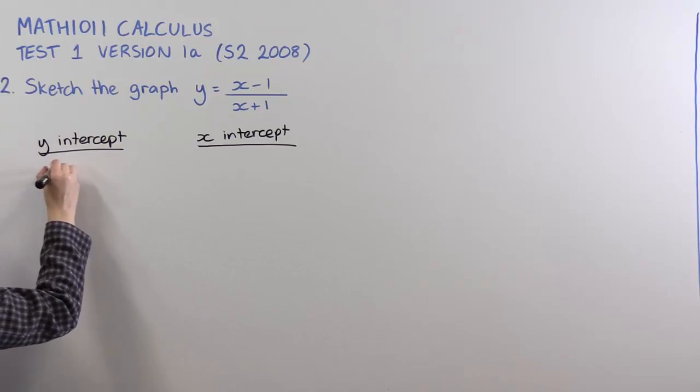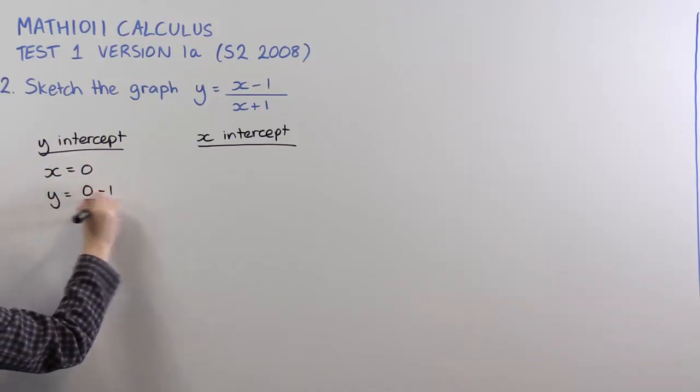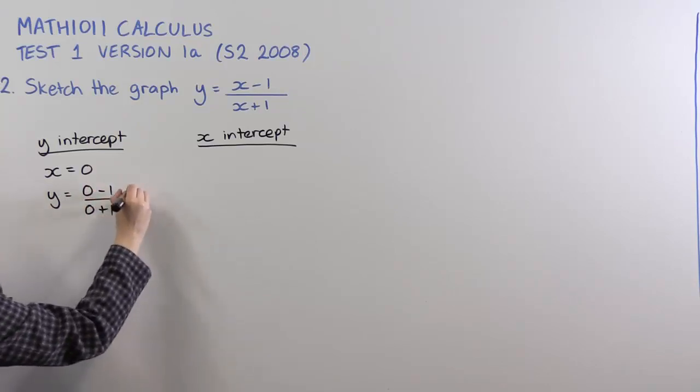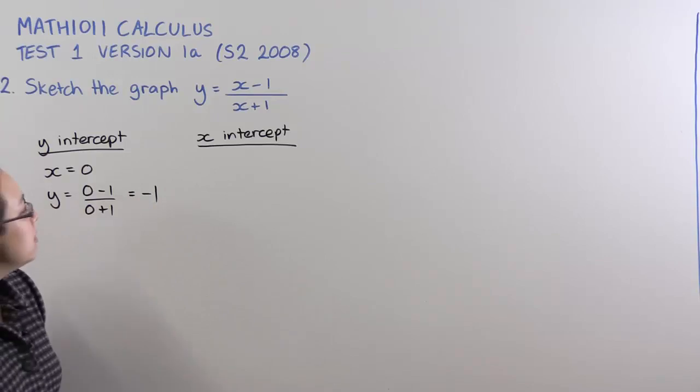To find a y-intercept, we make x equal to 0. So y will be 0 minus 1 on 0 plus 1. That will be minus 1 divided by 1, which is minus 1. So our graph cuts the y-axis at minus 1.